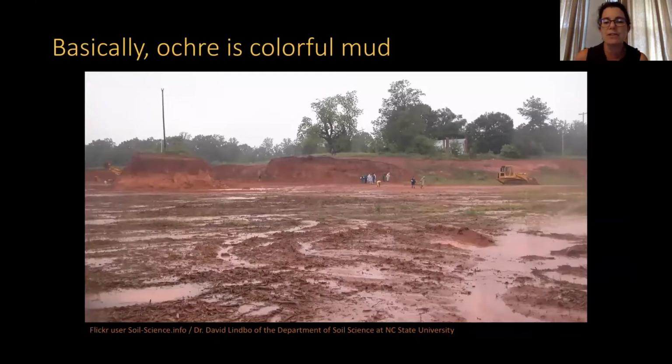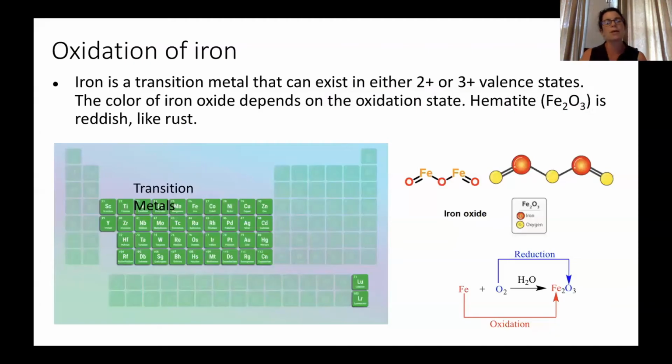The geology side of this can really be scaled up or down depending on what age group of students you're working with. So for younger students, it may be appropriate simply to say that ochre is basically colorful mud. It's nice red or yellow, brown, orange mud. If you're working with a little bit older students who've maybe had some chemistry, then you can go into a bit more detail about the chemistry of transition metals and oxidation of iron.